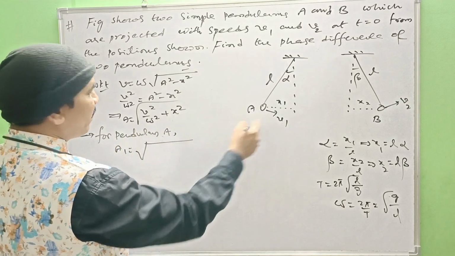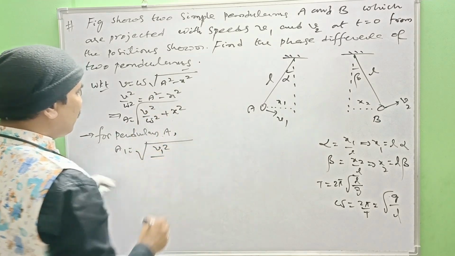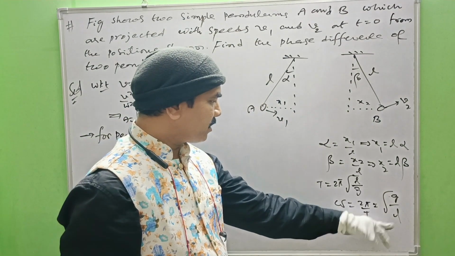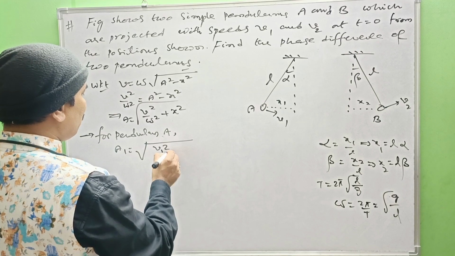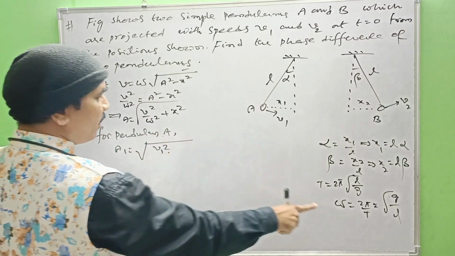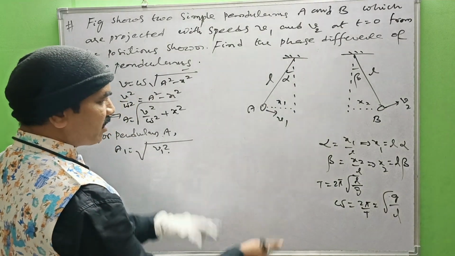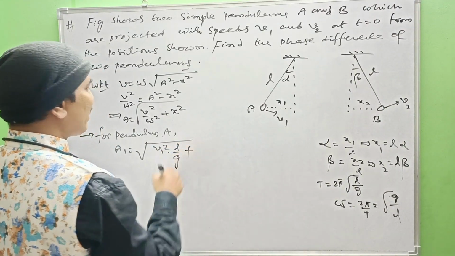V square means V1 square divided by omega square. What is 1 by omega square? That is L by g. So V1 square into L by g. On taking the square, omega square equal to g by L, but here 1 by omega square is L by g. So L by g plus x square.